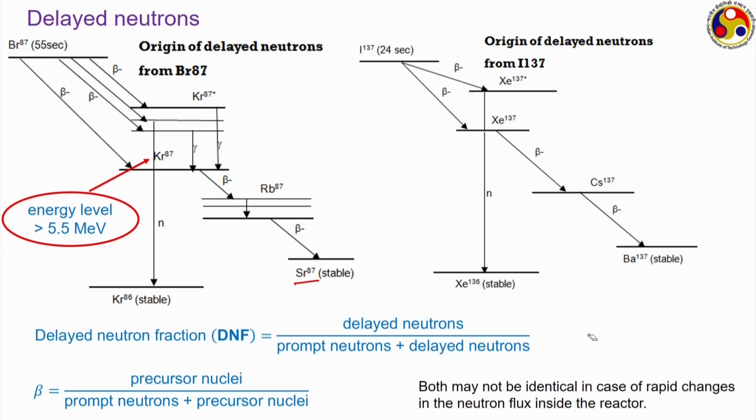Generally both of them are the same, but in a situation where there is a rapid change in the neutron flux distribution, they may become different. Here we shall mostly be dealing with the situation where the neutron flux change is not that rapid, and so we shall be considering these two factors to be equal, that is, beta and the delayed neutron fraction will be considered to be identical.